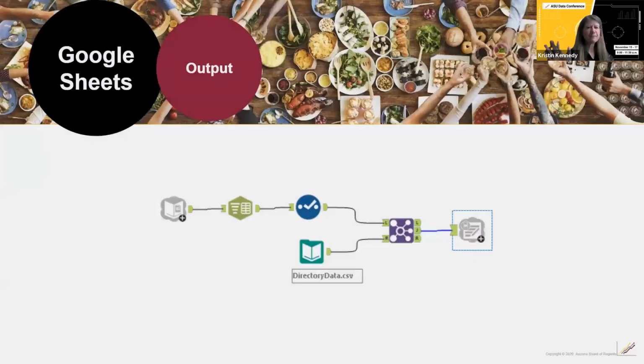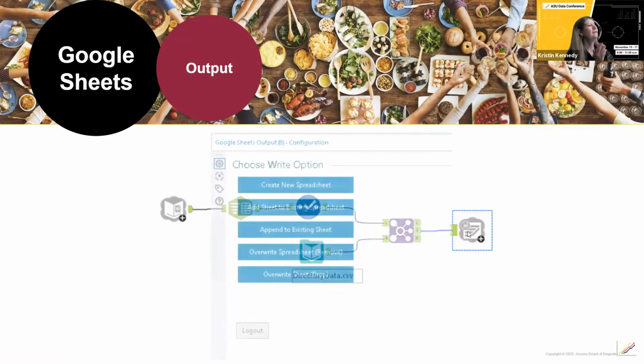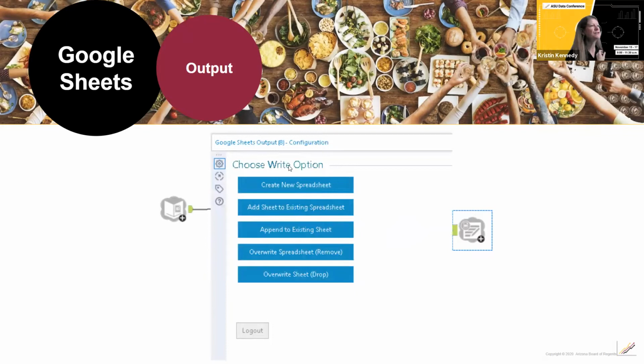And I have step-by-step instructions. So we're going to then do a new output to a Google Sheet, to a new Google Sheet. And that is very similar to our Google Sheet input, but now we're going to be able to create a new spreadsheet.